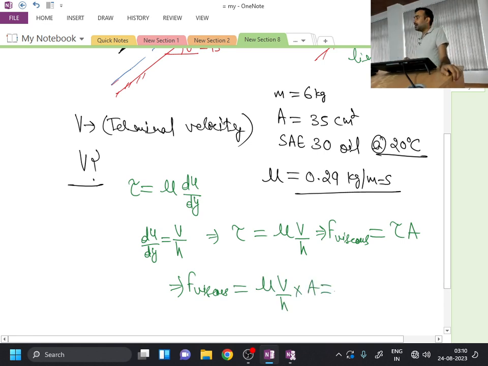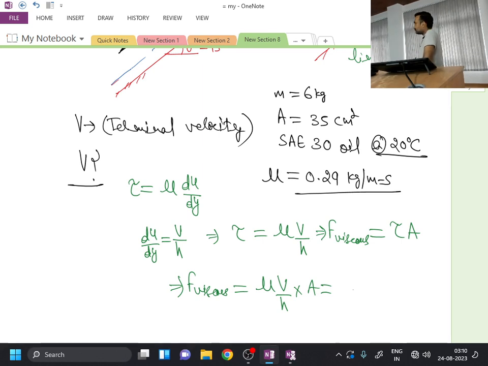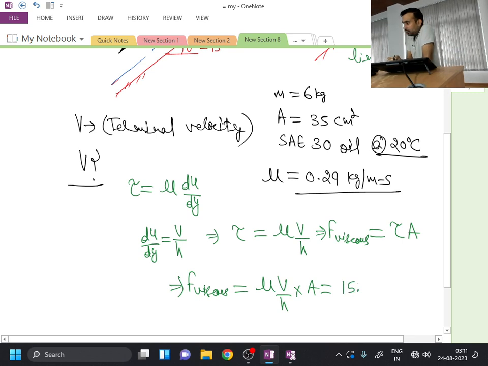Now you have area given, mu given and h is also given. V you have to find out. So in terms of v, can you tell me if you substitute all the values what I will be getting? Tell me the mathematical number. 15.3 times v. So this much Newton of viscous force is actually acting here.